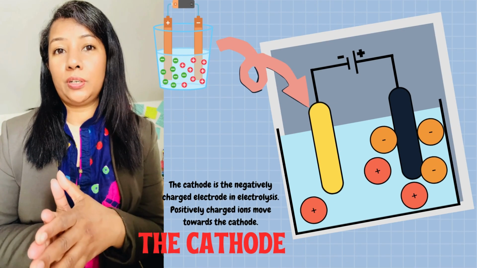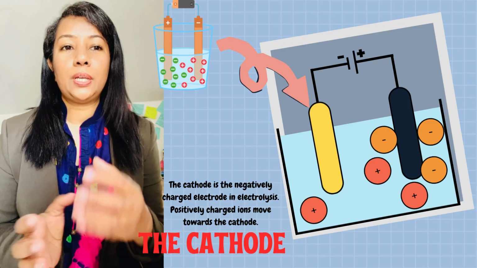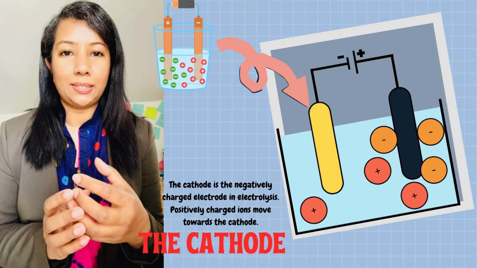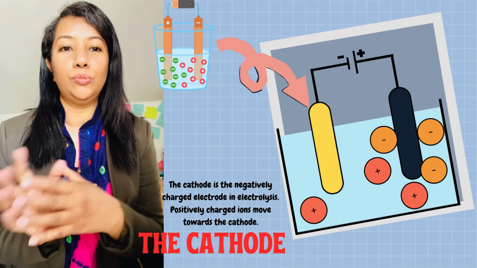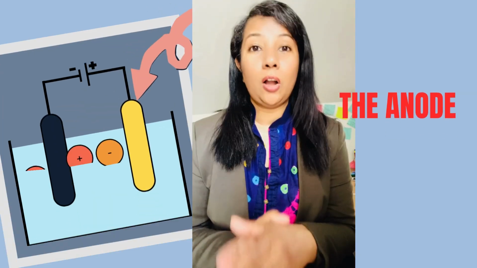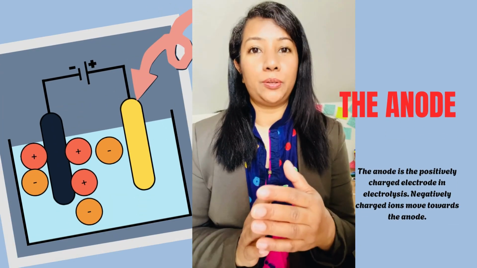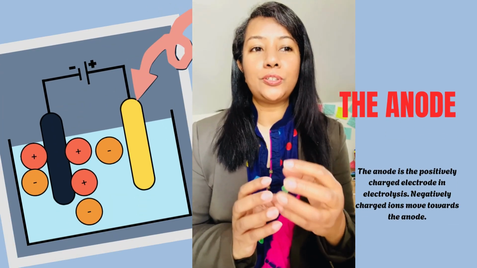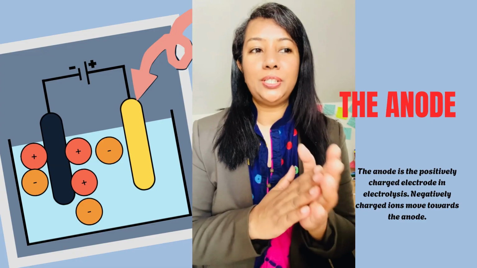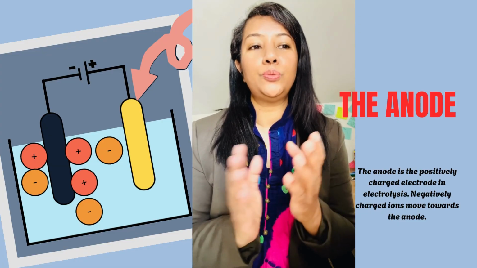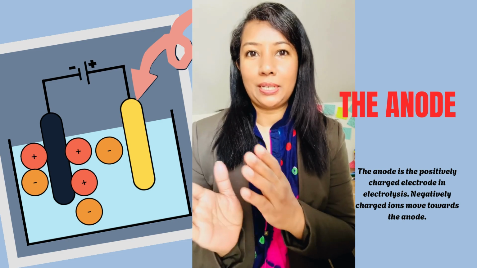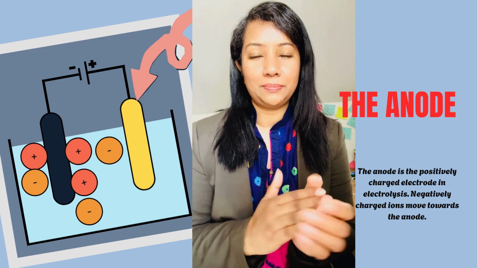Now I'm going to talk about the cathode. The cathode is a negatively charged electrode in electrolysis, and positively charged ions move toward the cathode. Now I'm going to talk about the anode. The anode is the positively charged electrode in electrolysis, so negatively charged ions move towards the anode. So this is the difference between cathode and anode.